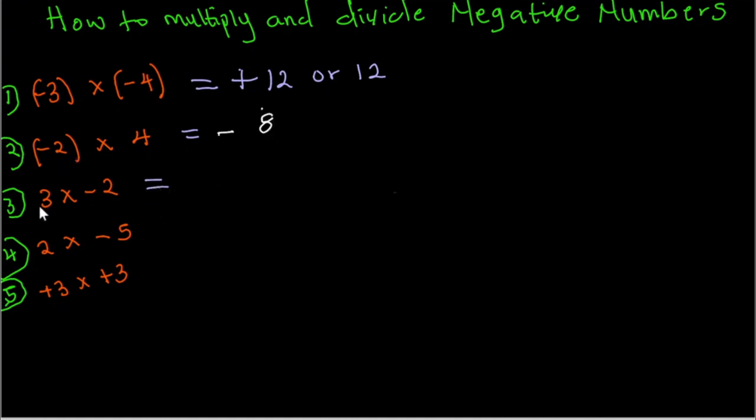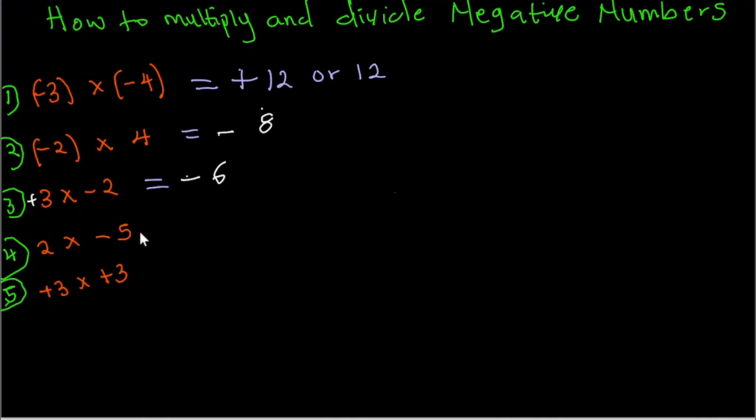Then the next one, 3 is alone again, no sign beside it. So 3 is a positive number. So we have plus 3. This 3 is a positive, because it has no sign beside it. So plus 3 minus 2. Plus times minus, which is positive times negative, is negative. Okay? 3 times 2 is 6. So this is negative 6.